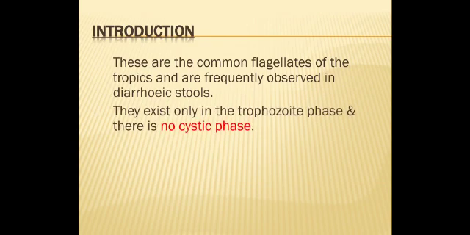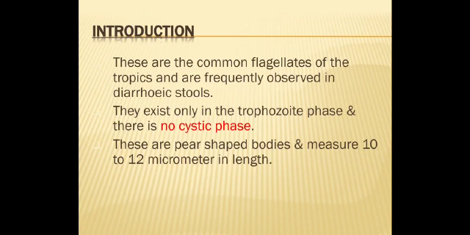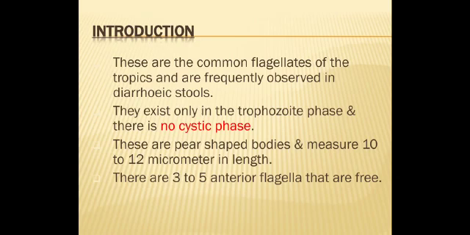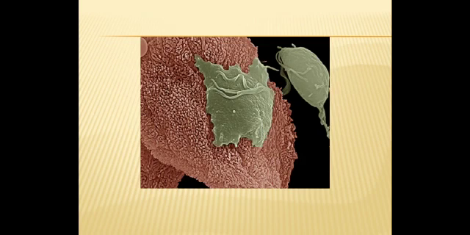Now we will move on to the next flagellate, that is the genital flagellate. Most important genital flagellate for humans is the Trichomonas. These may be observed in diarrheic stools and exhibit the trophozoite phase, but there is no cystic phase. The trophozoite is a pear-shaped body, slightly bigger than our Giardia trophozoite, and it can have 3 to 5 anterior flagella that are free. So there is no undulating membrane, all the flagellae are free.